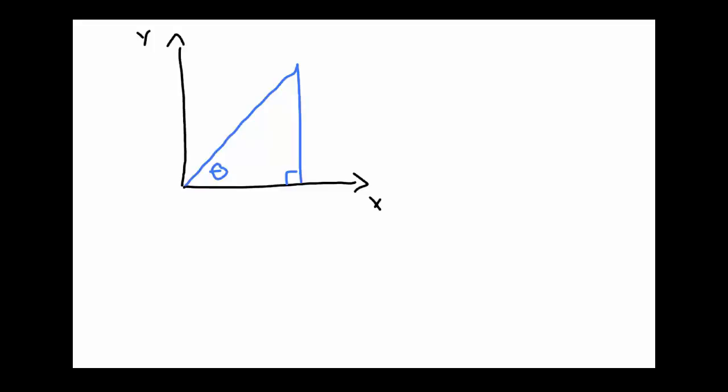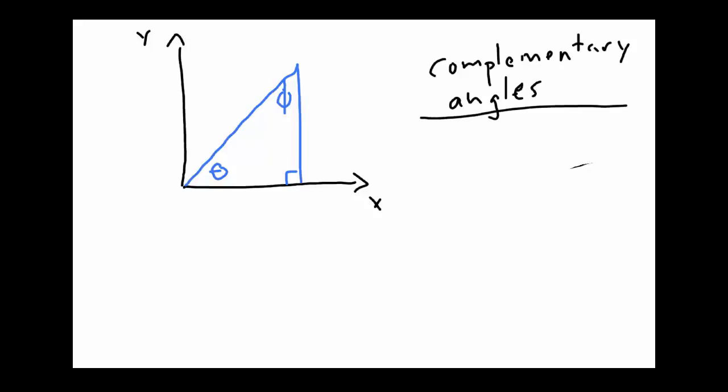The next thing to review are the concepts of complementary and congruent angles. So again, I've drawn my coordinate frame, and I have the same triangle that I had drawn before, and I have an angle theta, an angle 90, and I'm going to go ahead and label this angle up here as phi. So the concept of complementary angles is as follows. Complementary angles just means that theta plus phi is equal to 90 degrees.